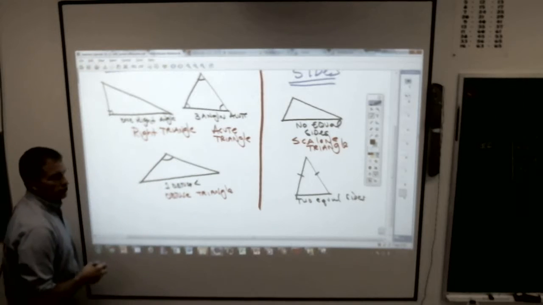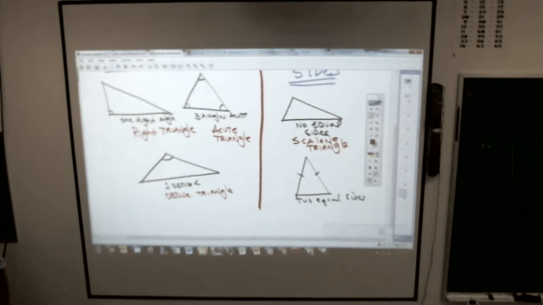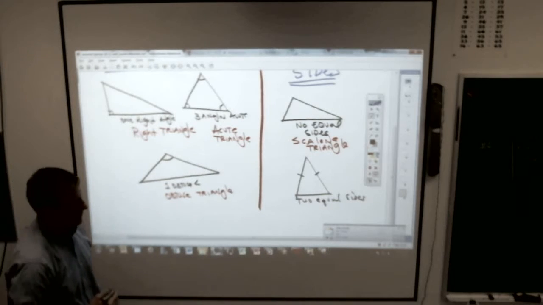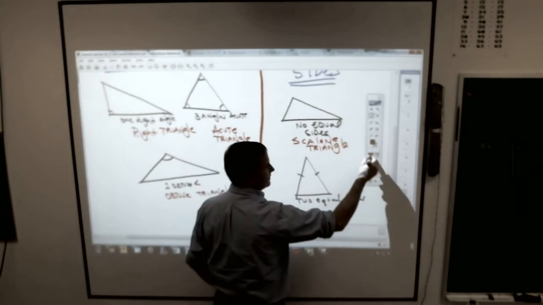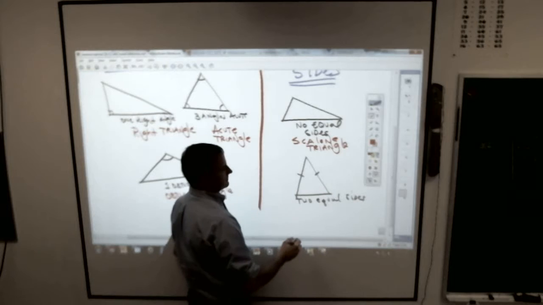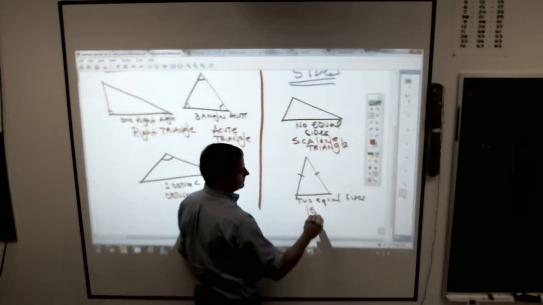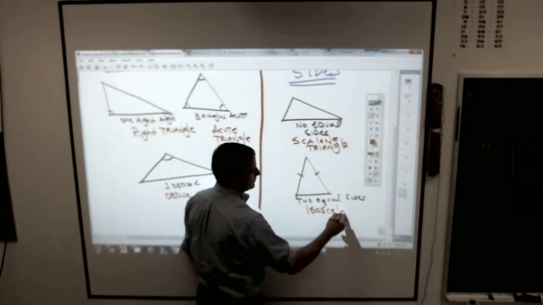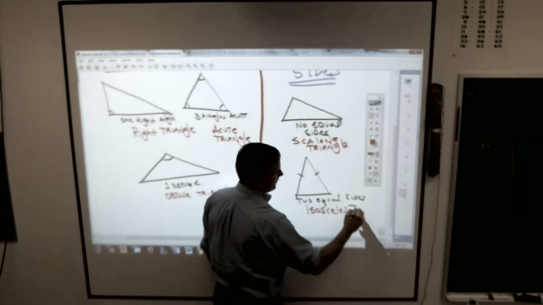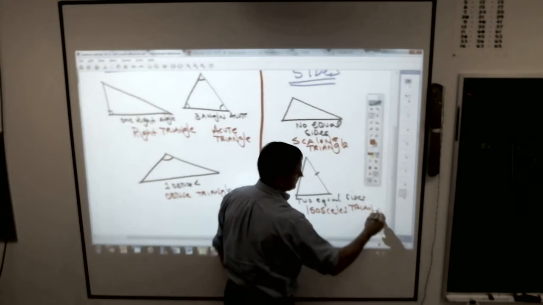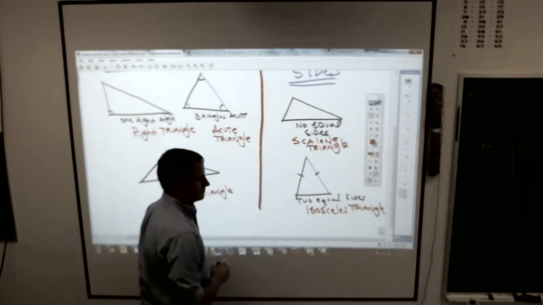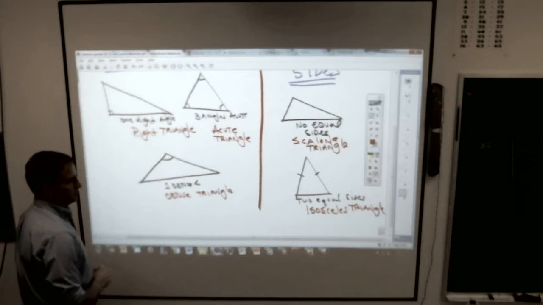If a triangle has two equal sides, Ellie, did you look in the book? It is what? Yeah, it's an isosceles triangle. Isosceles triangle. An isosceles triangle.